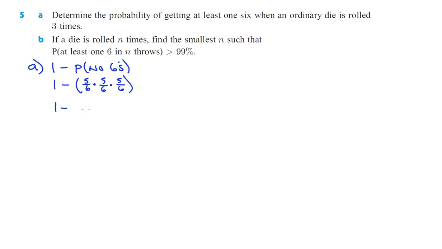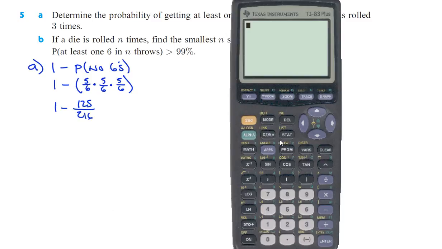So that's going to be 1 minus 5 times 5, which is 25, times 5 is another, let's see, 125. And 6 times 6 times 6 is, I believe, 216. So then we're just going to do 1 minus 125 over 216. 125 divided by 216 gives us 58%, so 1 minus that gives us 42%.